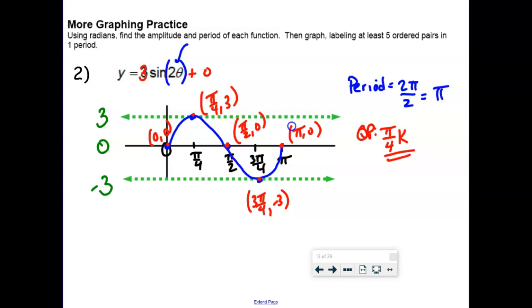What's the quarter point? Divide by 4 to get the quarters. K just means that's what I'm counting by. Like I can multiply by a bunch of integers, like 1, 2, 3, 4. You don't have to put that down.